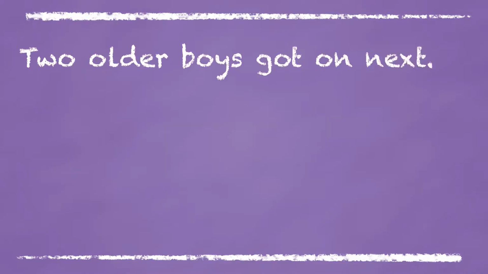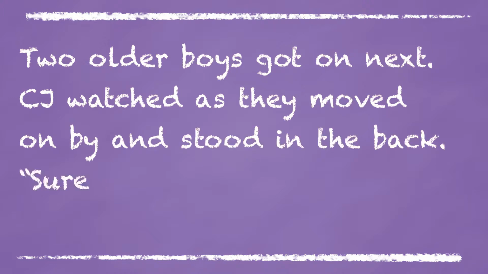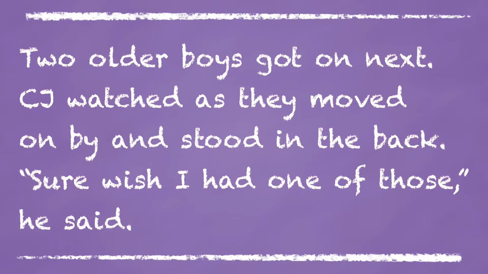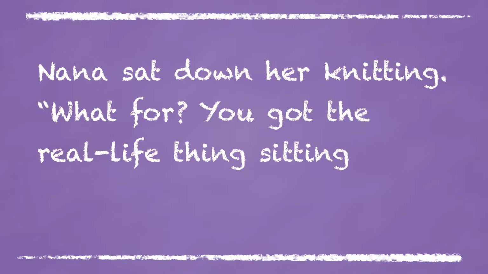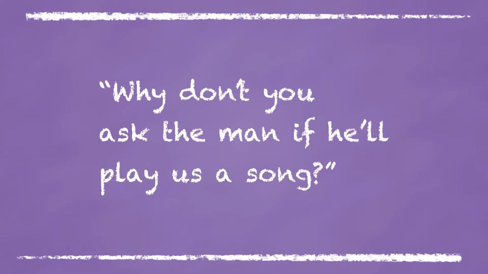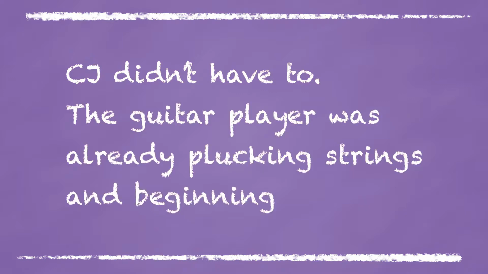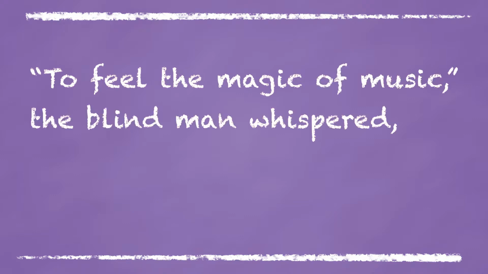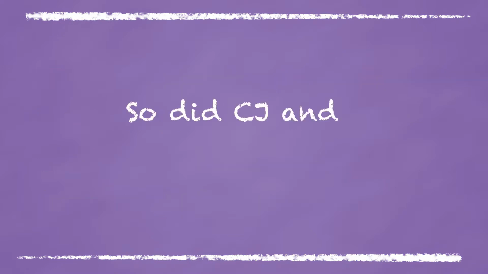Two older boys got on next. CJ watched as they moved on by and stood in the back. "Sure wish I had one of those," he said. Nana sat down her knitting. "What for? You got the real life thing sitting across from you. Why don't you ask the man if he'll play us a song?" CJ didn't have to. The guitar player was already plucking strings and beginning to sing. "To feel the magic of music," the blind man whispered, "I like to close my eyes." Nana closed hers too. So did CJ and the spotted dog.